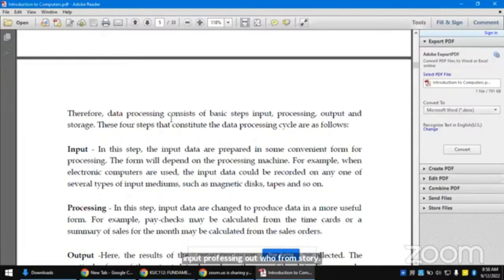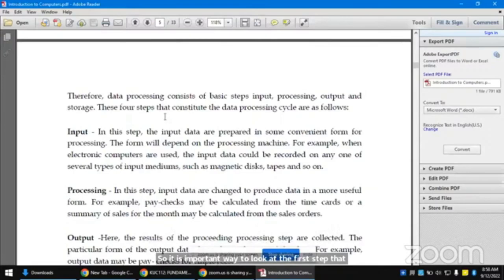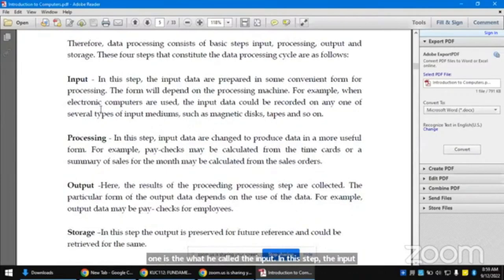It is important for you to look at the four steps that enable us to have the data processing cycle. The first one is what we call the input. In this step, the inputs are prepared in some convenient form for processing. So there's a way that you have to capture input. Like in your phone, you have a virtual keyboard that you use to type in numbers.